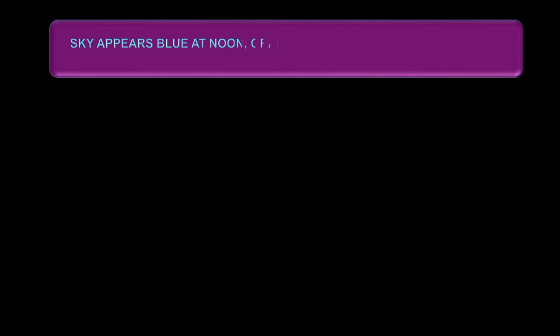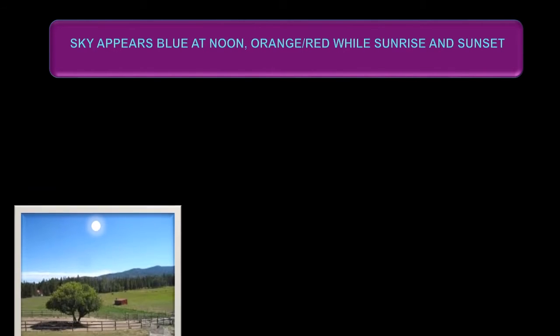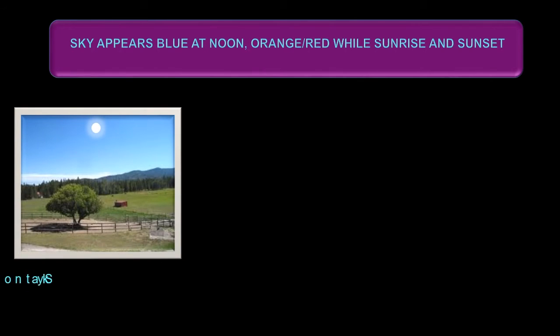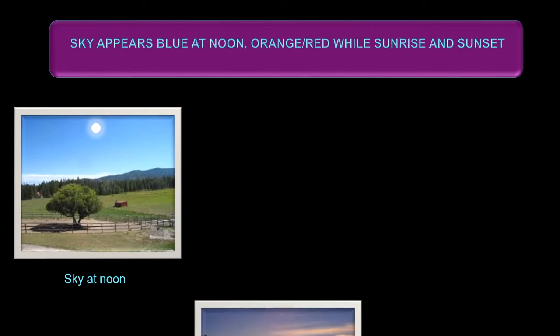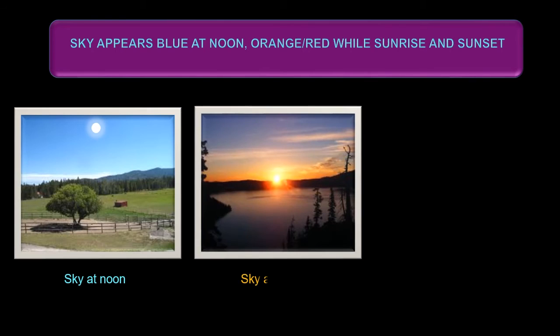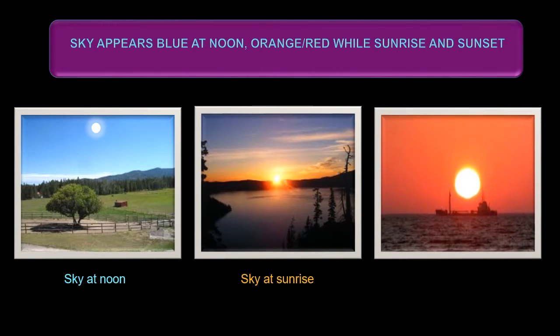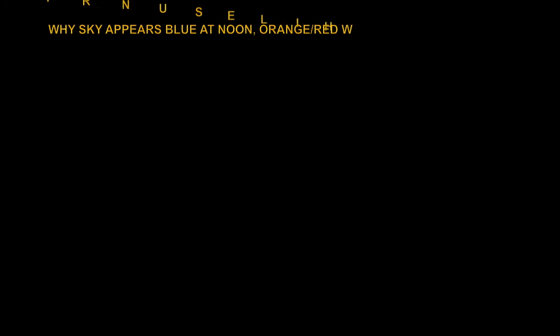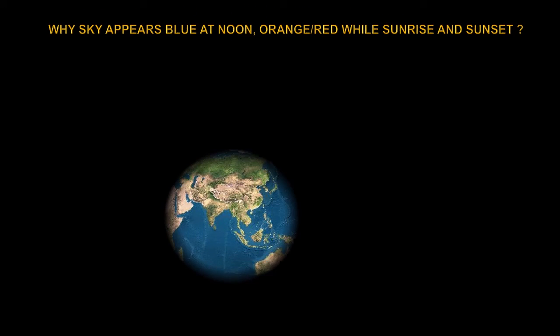The sky appears blue at noon, and orange at sunrise and sunset. For example, sky at noon, sky at sunrise, sky at sunset. These can be explained due to Rayleigh scattering. Why does the sky appear blue at noon, and orange at sunrise and sunset? This can be understood by the following discussion.